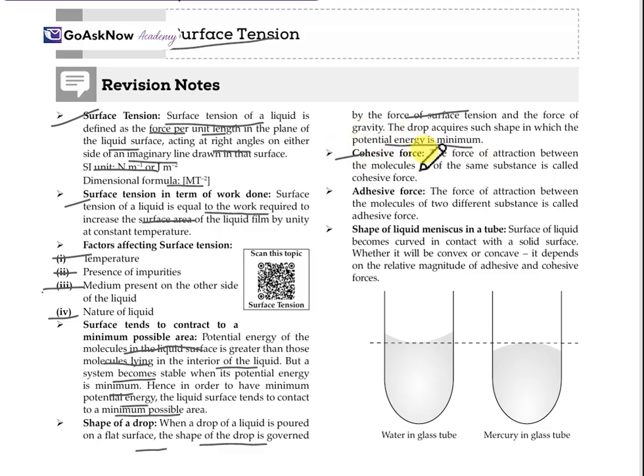Then the cohesive force and the adhesive force. The force of attraction between molecules of the same substance is called cohesive force. The force of attraction between molecules of two different substances is the adhesive force. Now, the shape of the liquid meniscus in a tube. The liquid surface becomes curved in contact with the solid surface, and whether it is convex or concave depends on the relative magnitude of the adhesive and cohesive forces.